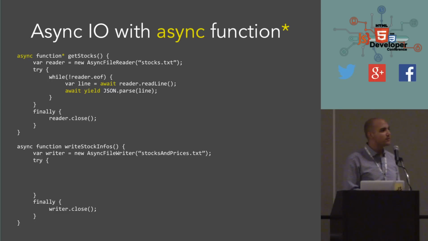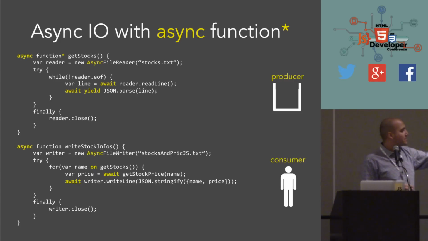All we've done is we've made both functions async functions. So we call await on reader.readline, because reader.readline now returns a promise. When that promise is realized, we get the string. And then we yield it to the consumer. In this case, since it's an async function, we're pushing it at writeStockInfos.